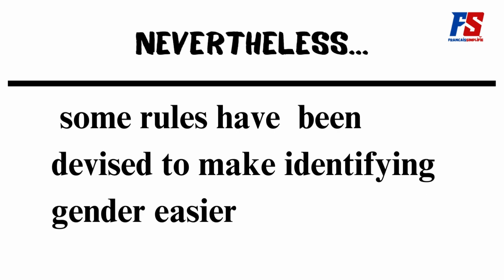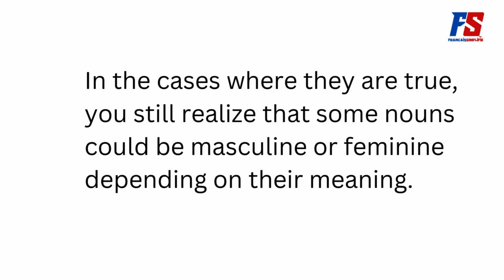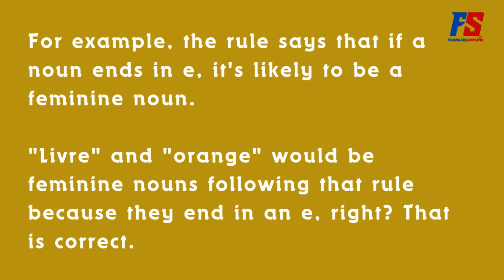Nevertheless, some rules have been devised to make identifying gender easier, but be warned that they are not foolproof. They are, in fact, arbitrary generalizations. In the cases where they are true, you still realize that some nouns could be masculine or feminine depending on their meaning. For example, the rule says that if a noun ends in E, it's likely to be a feminine noun.